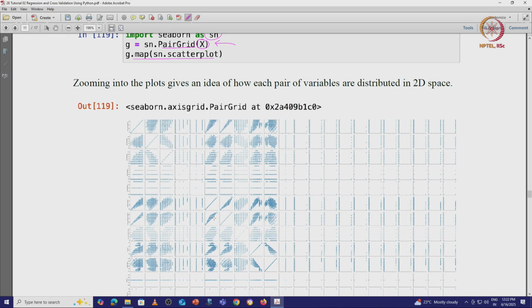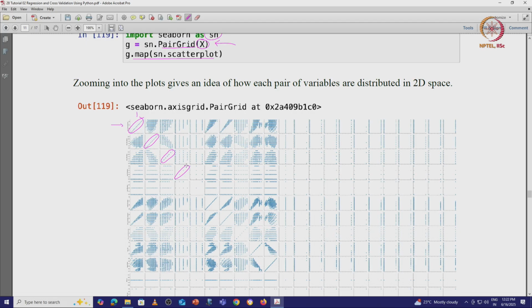So, the first row corresponds to the first feature, and the first column also corresponds to the first feature. When you plot the first feature versus the first feature, obviously you will get a straight line, that is y equal to x. That is what you see here, and that is always what happens with the diagonal. If you plot the second feature versus the second feature, third versus the third, fourth versus the fourth, and so on, on the diagonal you will always see a straight line.